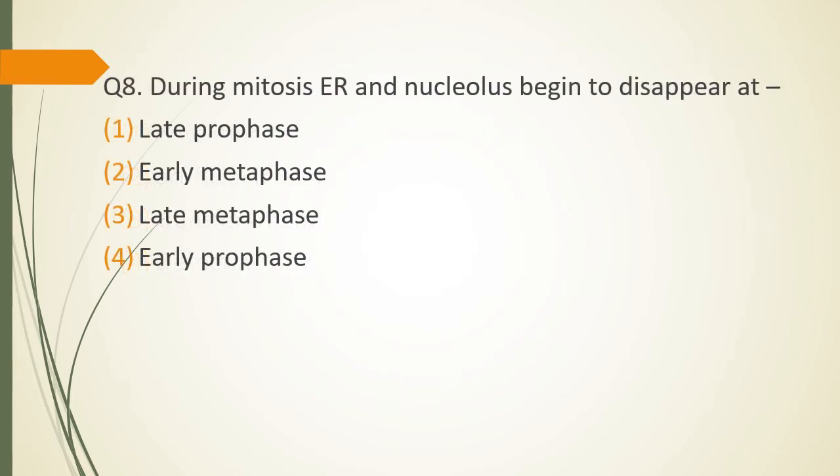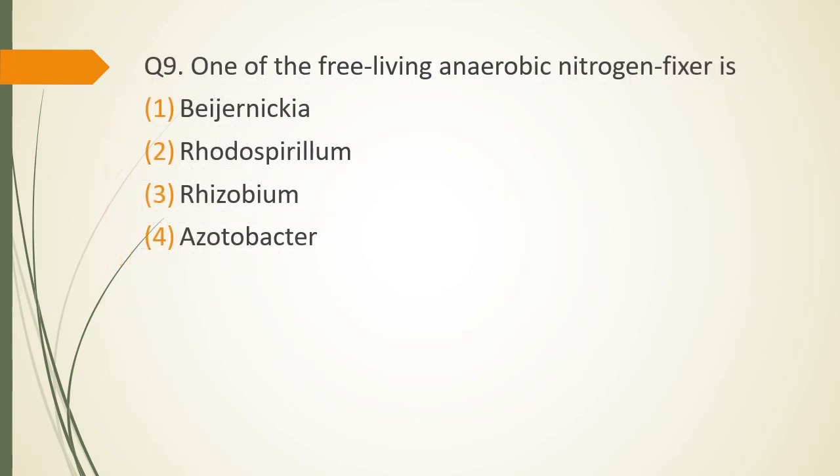Question number 8. During mitosis, ER and nucleolus begin to disappear at late prophase, early metaphase, late metaphase, early prophase? The correct answer is option 1, that is late prophase. Question number 9. One of the free-living anaerobic nitrogen fixers is Beijerinckia, Rhodospirillum, Rhizobium, Azotobacter. Free-living anaerobic nitrogen fixer. The correct answer is option 2, Rhodospirillum.